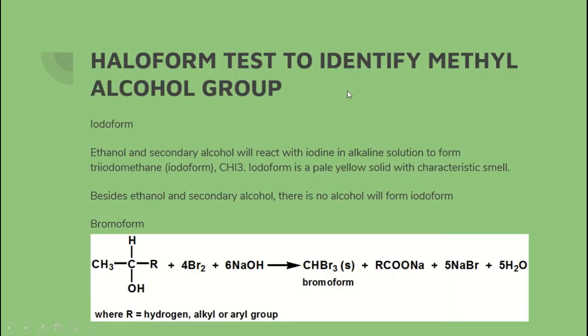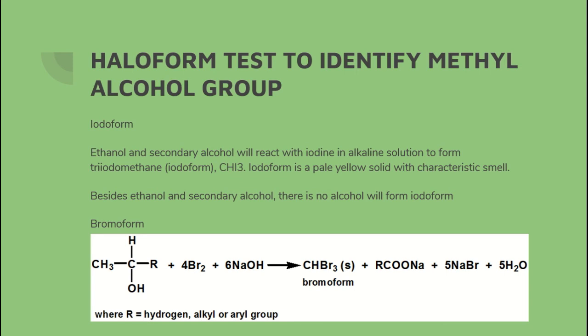Haloform test to identify the methyl alcohol group. Okay, there are two types of haloform that can be used to identify the methyl alcohol group, which are iodoform and bromoform. Only ethanol and secondary alcohol will react with iodine in alkaline solution. Note that only in this condition will the iodoform be formed.